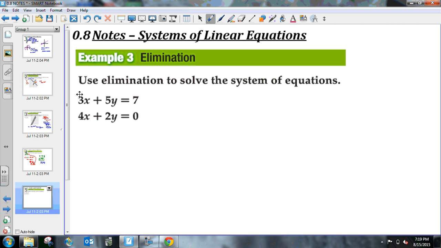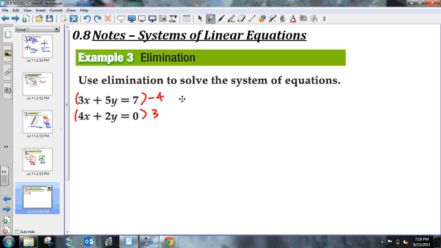Now what I'm going to do is multiply this top one by -4. I'm going to multiply this entire equation by -4, and then I'm going to multiply this entire equation down here by 3. Notice that I'm multiplying the top equation by the bottom coefficient, and I'm multiplying the bottom equation by the top coefficient. One of them has to be negative.